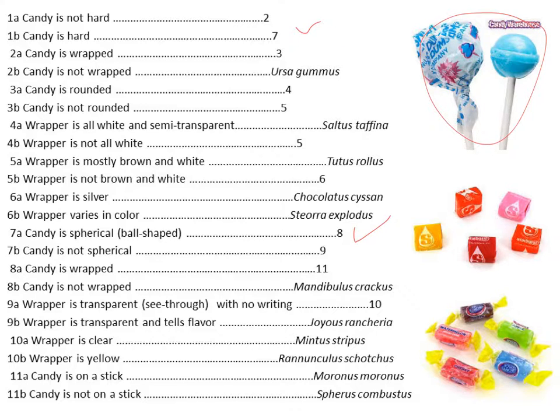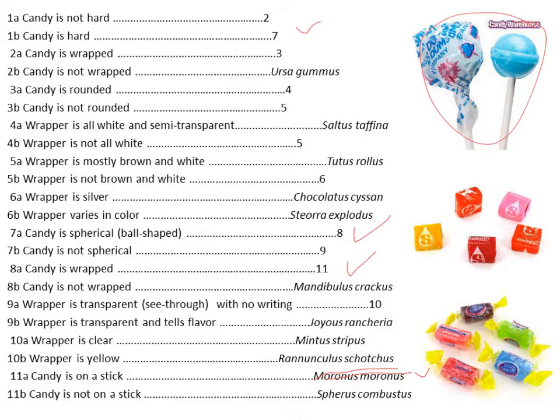This candy is wrapped or not wrapped. Well, it's wrapped, so I'm going down to 11. This candy is on a stick or not on a stick? It is on a stick. So this candy is Moronus or Dum-Dum. Okay? So I found the fake scientific name for the Dum-Dum by going through those questions.